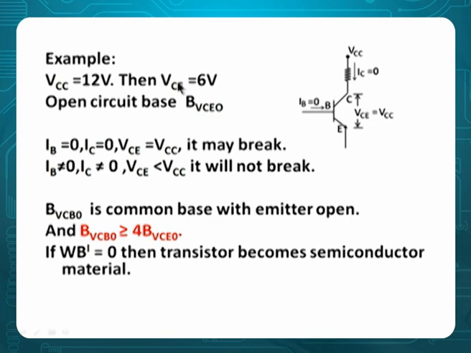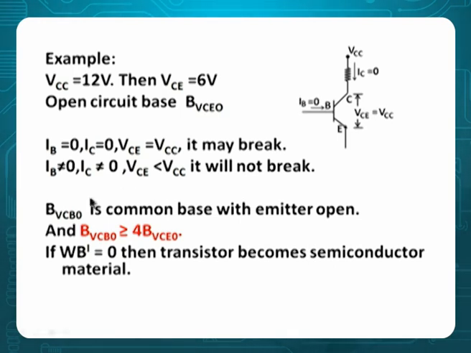Let me talk to you by taking an example. VCC is 12 and then VC is 6. Then what's the breakdown voltage? If IB is 0, IC is 0, then the total VCC comes here. Then there is a chance of breakdown because maximum voltage is coming. But if IB is not 0, IC is not 0, therefore there is a drop. This voltage will be less than VCC. It will not break. The whole idea that I am trying to say is breakdown is generally linked to open circuit of input.